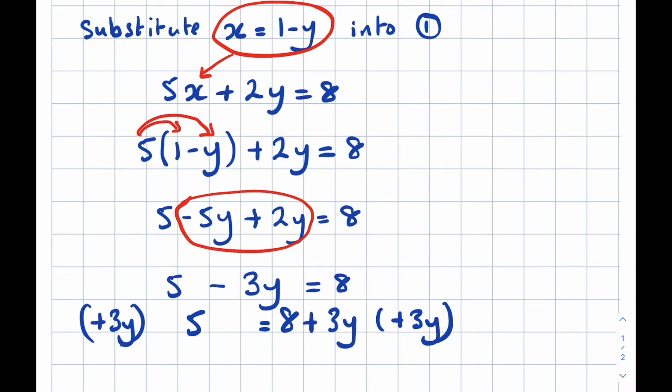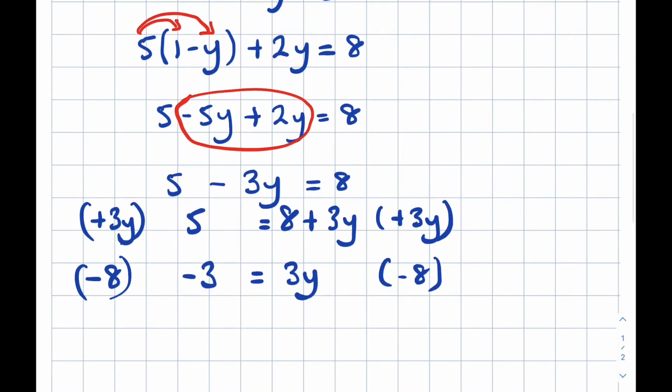Now the aim is to get the y on its own, so we're going to subtract 8 from both sides, and if we do that we get negative 3 equals 3y. In order to get the y on its own we need to divide both sides by 3, and that will give you a negative 1, because negative 3 divided by 3 is negative 1, and 3y divided by 3 is y. Then we can just write this the proper way around. y is worth negative 1.